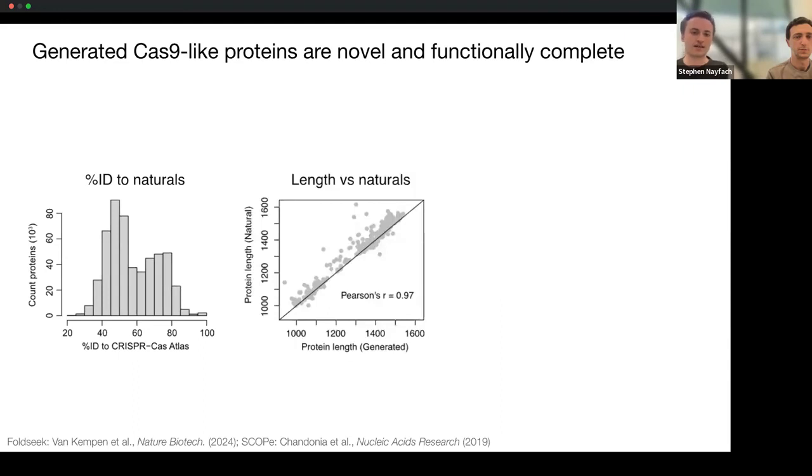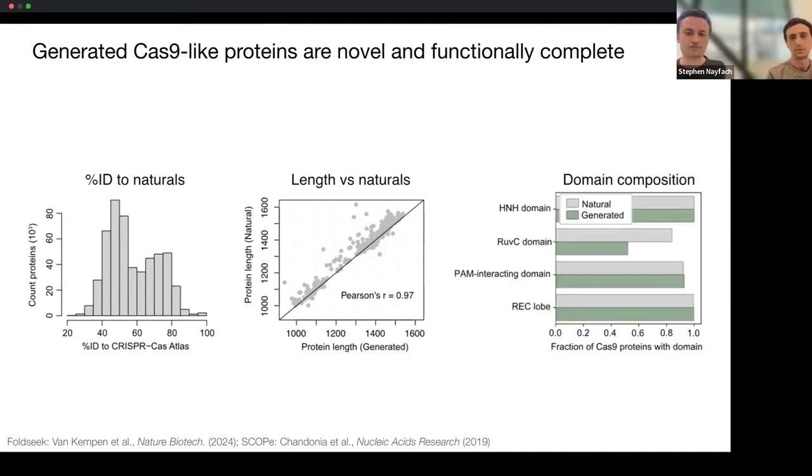When we take the generated proteins and the naturals and co-cluster them, we can also look at how well the length of those proteins correspond. So this can be maybe a coarse sign that the proteins look realistic. In fact, when we plot these against each other, you can see we have a really strong Pearson correlation of 0.97, meaning that when you co-cluster the generated and natural proteins, they're generally the same length as each other.